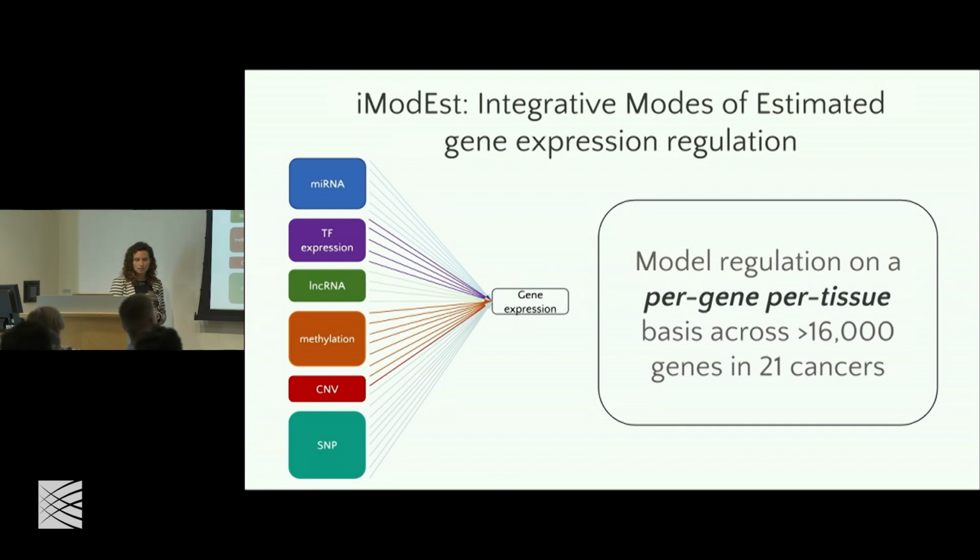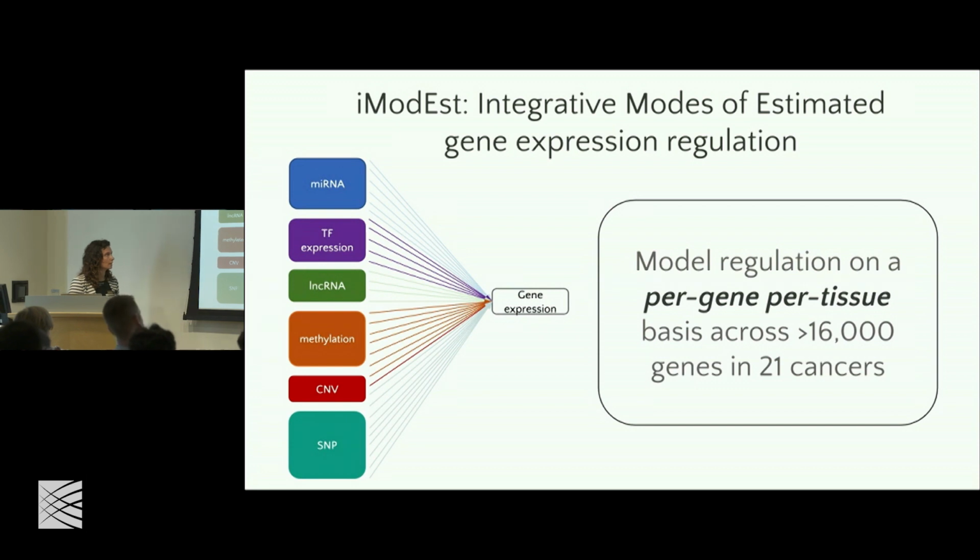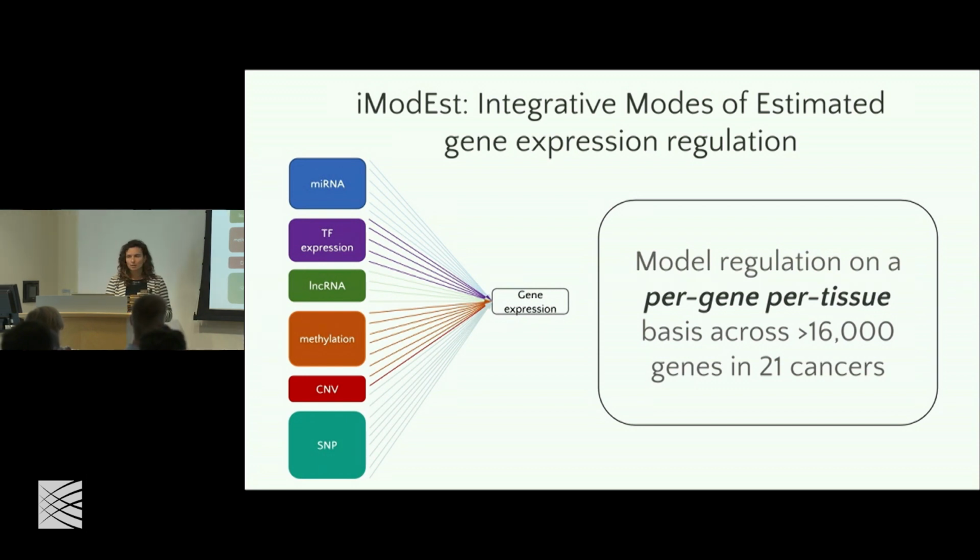So we call this IMAGER, a resource. It's an integrative model of estimated gene expression regulation. It kind of came after, the explanation came after the name. But we did build a model of regulation per gene, per tissue, in over 16,000 genes in 21 cancers.